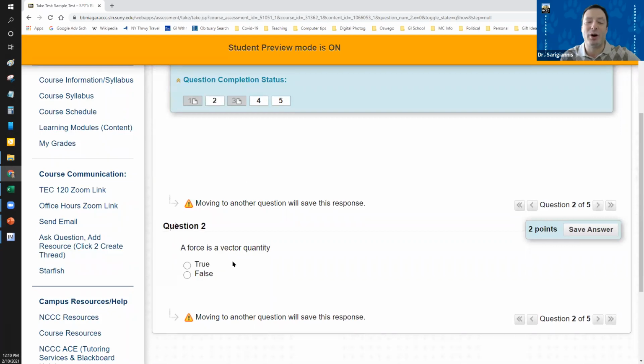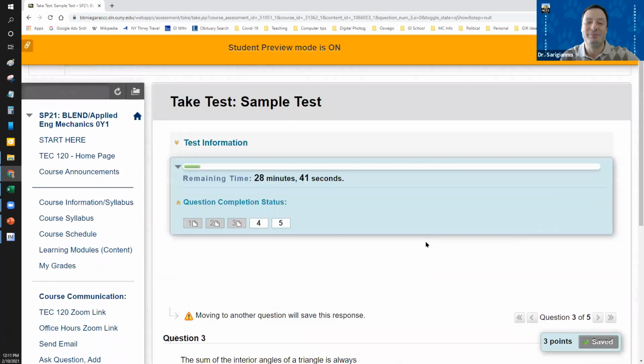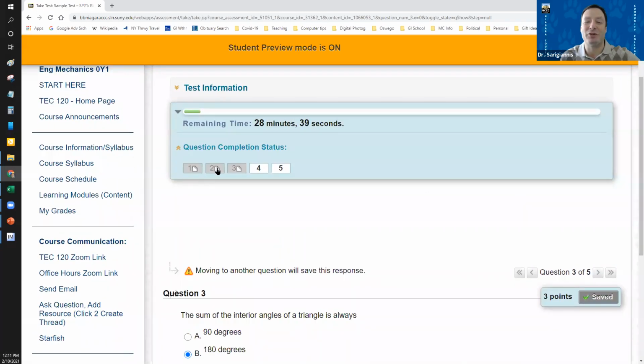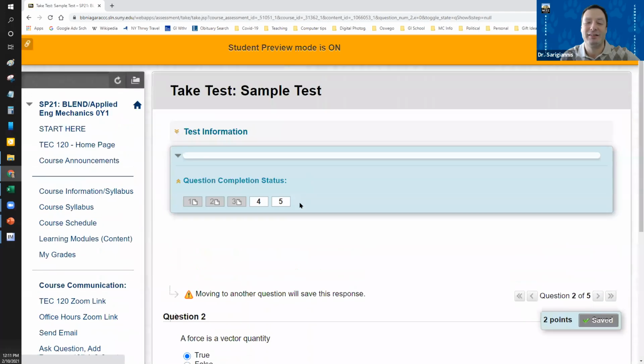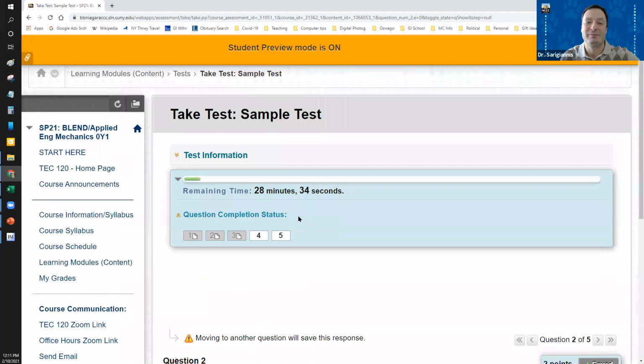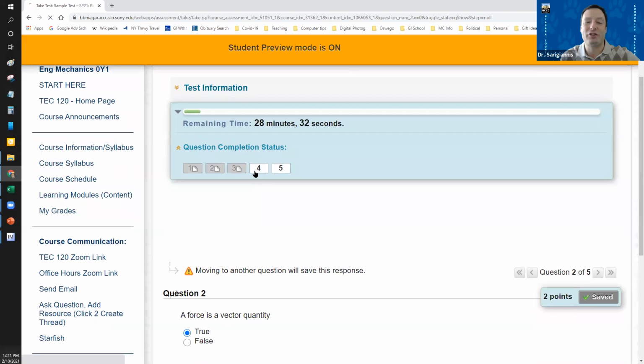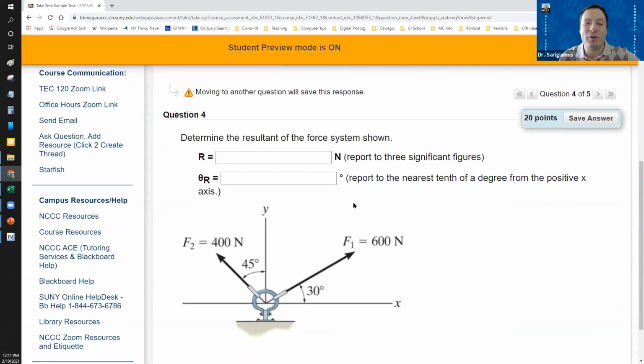Force is a vector quantity. True. So I'm going to navigate away from there. And notice it saved answer number 2. So if I go back to it, it's still saved. Let's go to question number 4. Question number 4. All right.